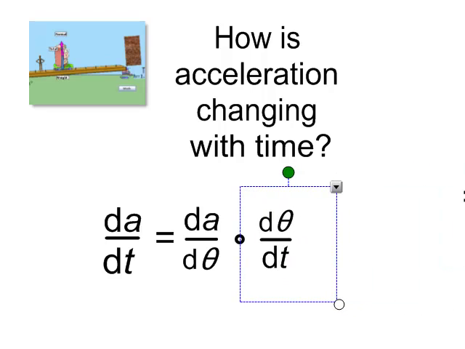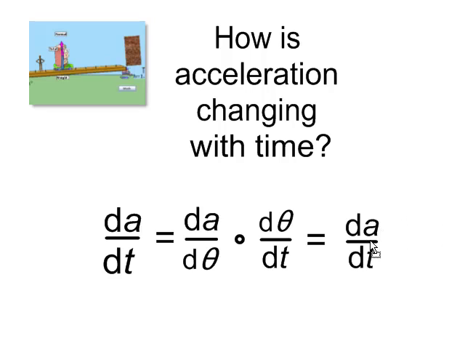then I'm going to find out how angle is changing with respect to time, and what I end up with when I multiply those two together is how acceleration is changing by time. And you can kind of see it's almost like one of those nice canceling equations, except it's a little more complicated than that.